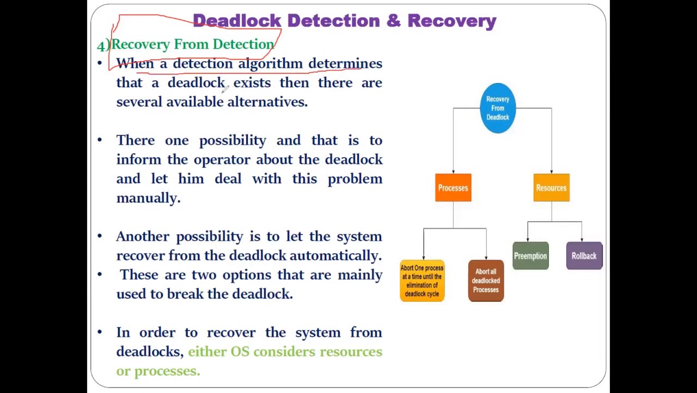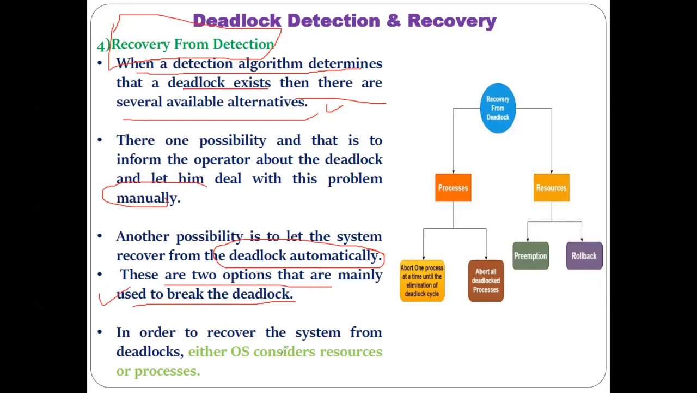Here I have mentioned, when a detection algorithm determines that a deadlock exists, then several alternatives are available. When the deadlock is detected, different approaches can be applied. The operating system may allow the computer system to recover from the deadlock automatically, or the operating system may allow the computer system to recover from the deadlock manually. Accordingly, there are two options mainly used to break the deadlock or to get the recovery from the deadlock.